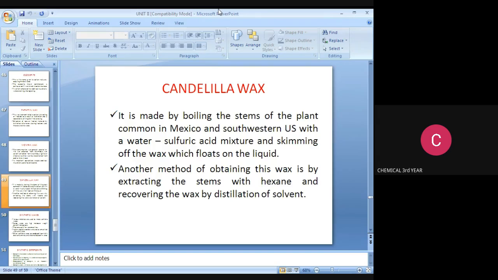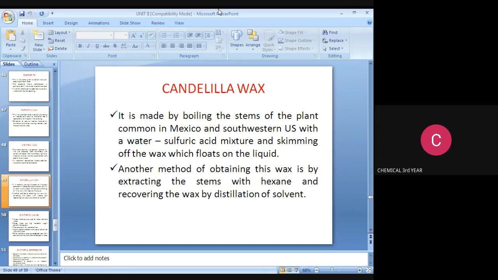Candelilla wax. It is made by boiling the stems of the plant, common in Mexico and the southwestern US, with a water and sulfuric acid mixture and skimming off the wax which floats on the liquid. So how is candelilla wax produced? It is made by boiling the stems of the plant, grown in Mexico and the southwestern US, with water and sulfuric acid, and skimming off the wax which floats on the liquid.